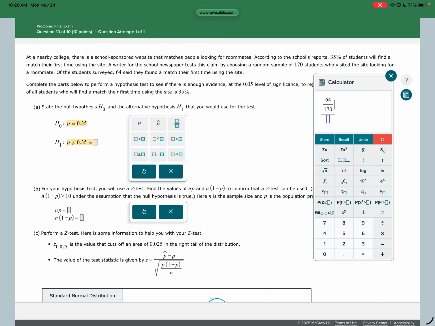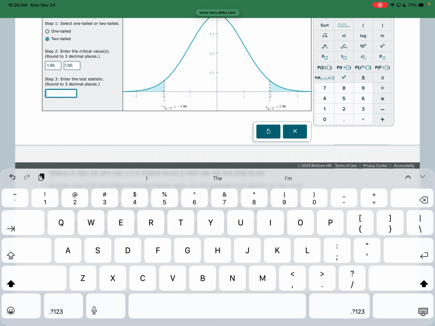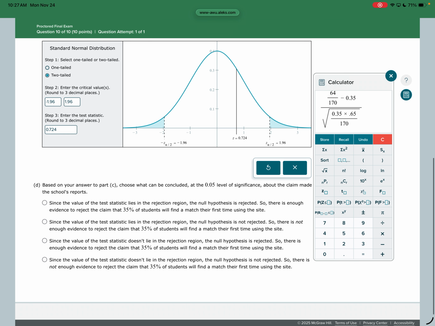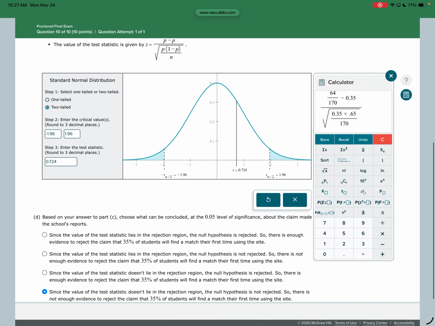All right, 64 divided by 170 minus 0.35. And then on the bottom, we do the square root of, I'm going to hit fraction bar, 0.35 times 0.65 divided by 170. Okay. So this formula is the one that's bad in the calculator. 0.724. Okay, so now it does look like it is not in the rejection region, so we do not reject, and there is not evidence to support.